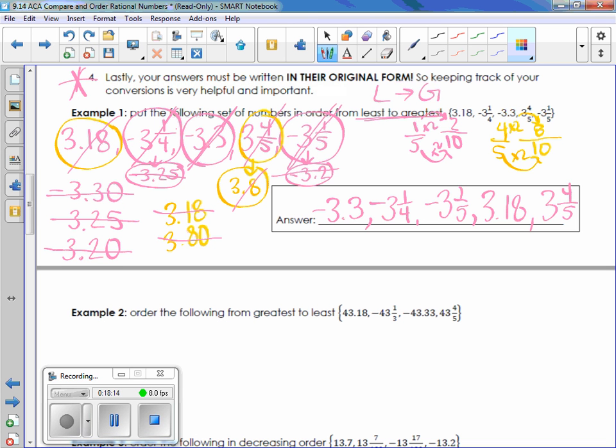Do you see all the steps though? It's kind of a lot. Sometimes the numbers you don't necessarily always have to convert them. I'll show you, there might be numbers that are really close, so you do need to convert them. But sometimes one will be a fraction and one will have a whole number, so the whole number is obviously bigger than the fraction. So sometimes you don't have to. You just have to think about it.